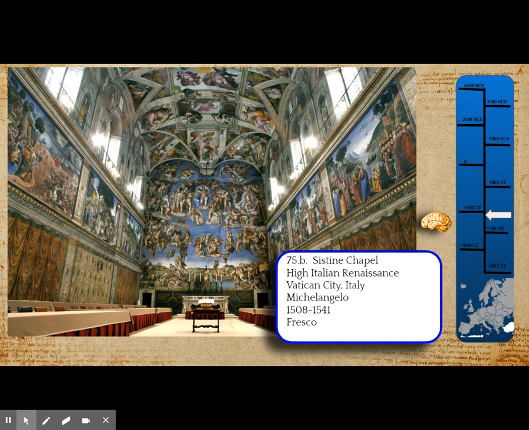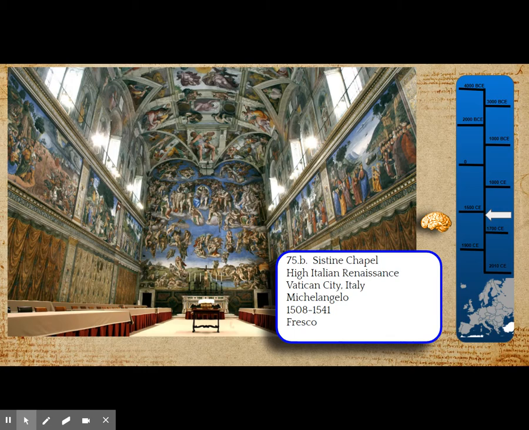And so that's what he wants to be working on. But then Julius keeps pulling him aside for these other side projects. But in the meantime, do this. He's like, I don't want to do this. I want to build your tomb. He's like, no. This is more important. Do this. And so he paints the Sistine Chapel, the ceiling of the Sistine Chapel.